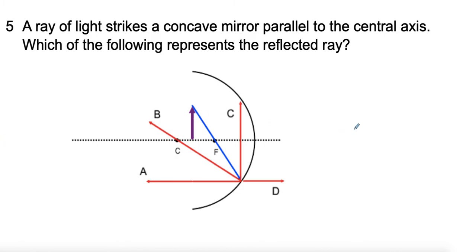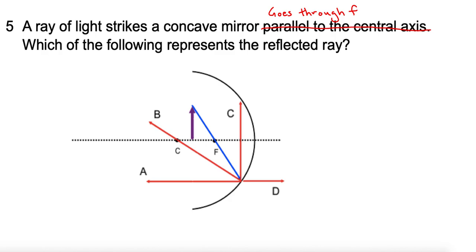A ray of light strikes a concave mirror, or converging mirror, parallel to the central axis. Which of the following represents the reflected ray? Actually, this is incorrect. It should not say parallel to the central axis because that's not what it's doing. It goes through F. So a ray of light strikes a concave mirror going through F. Which of the following is going to be the reflected ray? It's going to be A, B, C, or D.